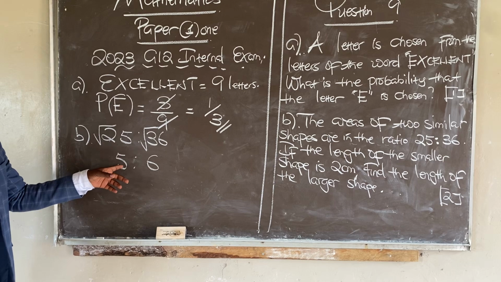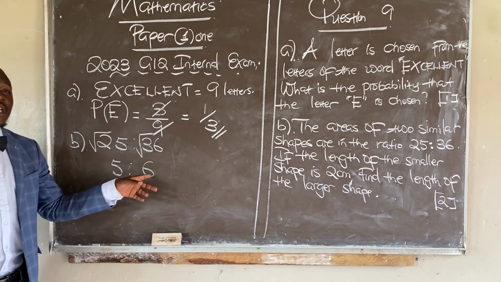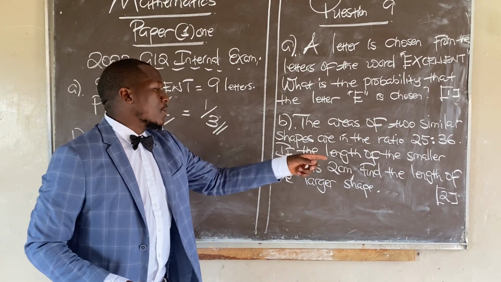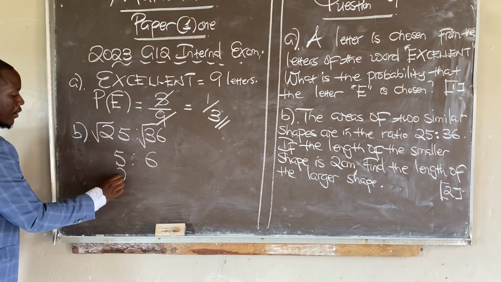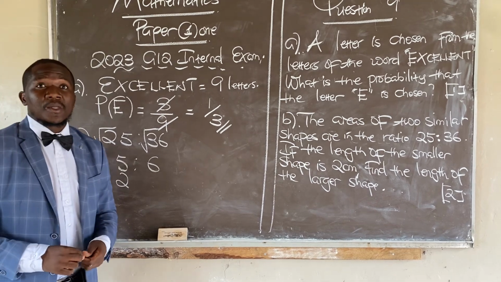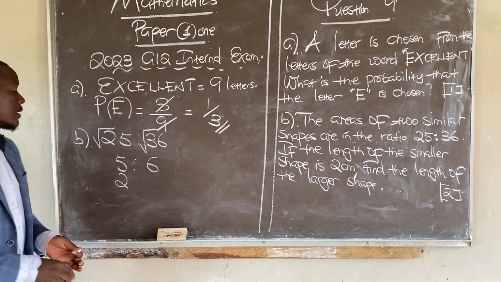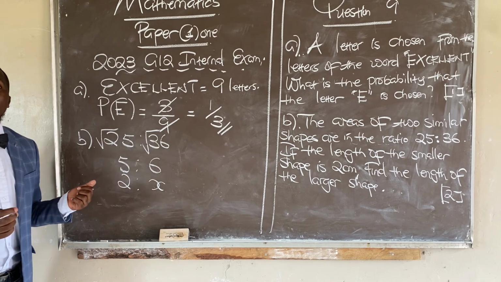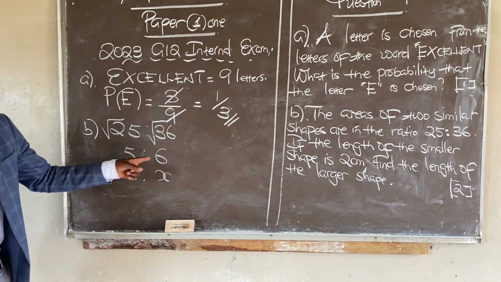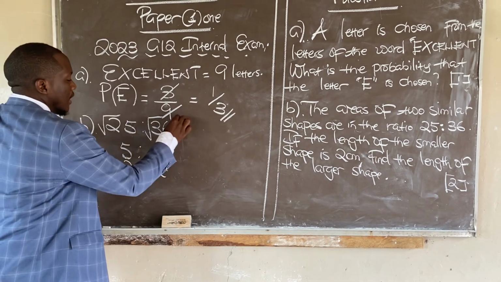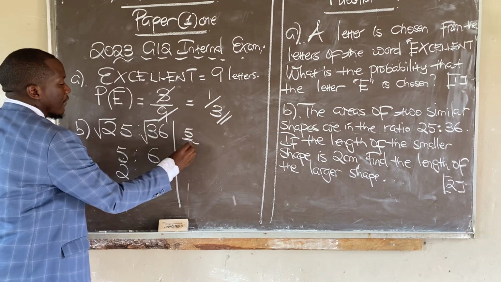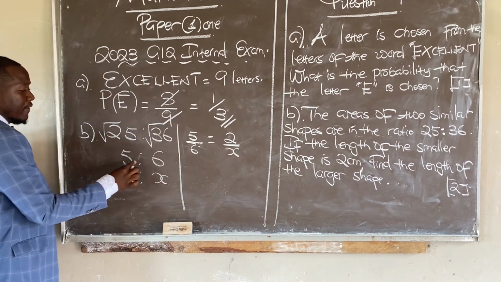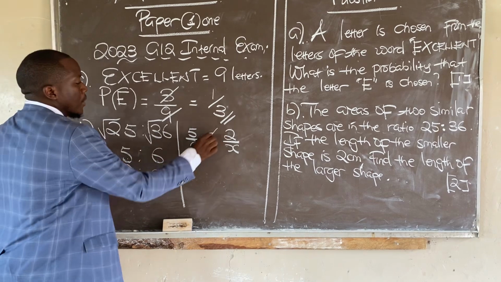So the smaller number represents the smaller shape. The larger number represents the larger shape. So here they've said if the length of the smaller shape is 2 centimeters, so here we're going to say 2. A ratio doesn't contain units, so it's not necessary to put centimeter up until the last stage. So here we're going to place an X. And ratios can be expressed as fractions, where the first ratio is the numerator, the second ratio is the denominator. So this can be written as 5 over 6, which is equal to 2 over X. You say 5 over 6, and then say 2 over X, then you cross multiply.